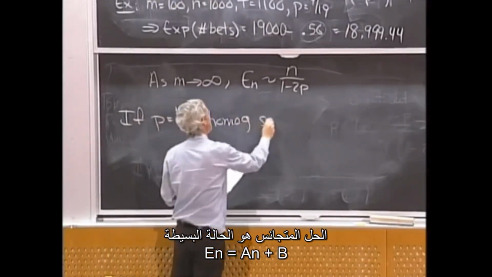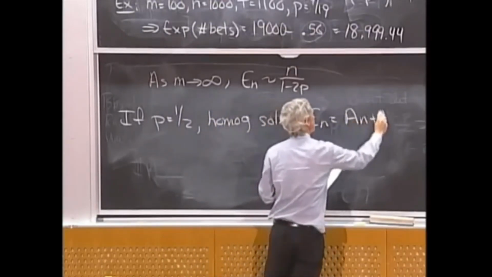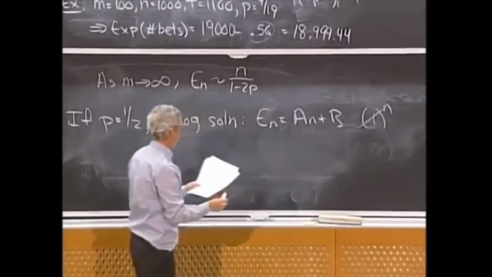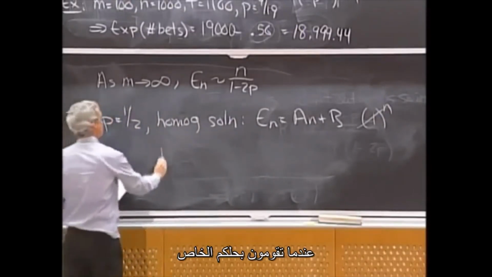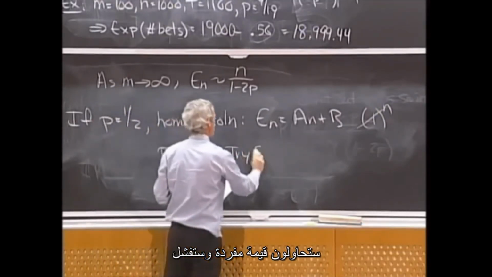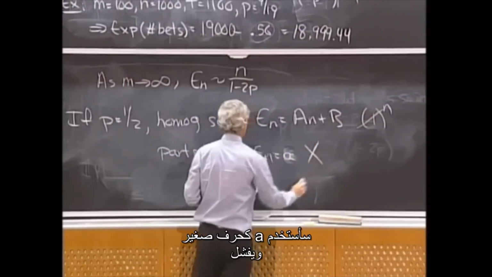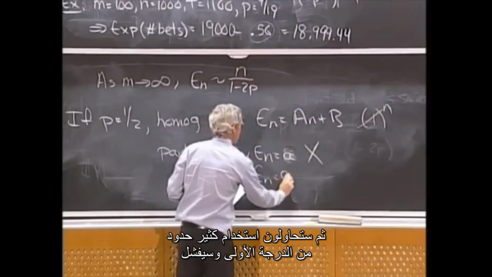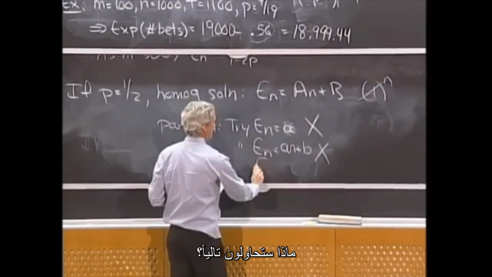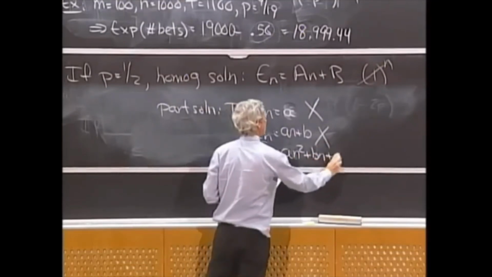Then the homogeneous solution is the simple case. E_n is an plus b. You've got a double root at 1, which we don't have to worry about, 1 to the n. When you do your particular solution, you'll try a single scalar, and it fails. Actually, I'll use lowercase a. Fails. You will then try a degree 1 polynomial, and that will fail. What are you going to try next? Second degree polynomial. And that will work.